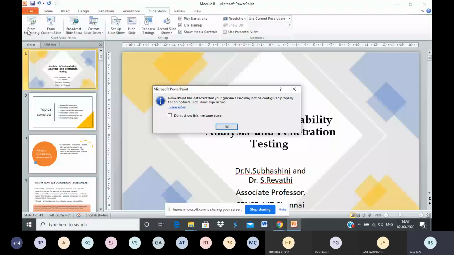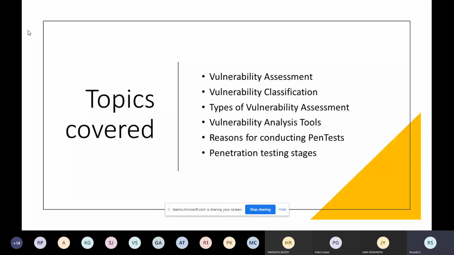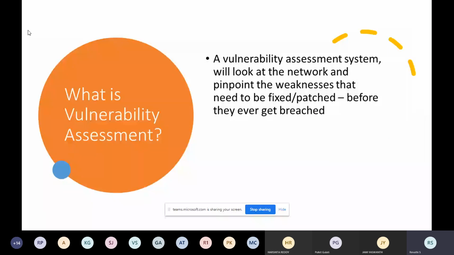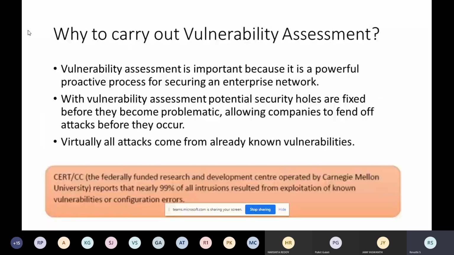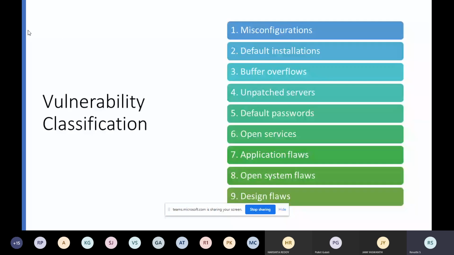So, we understood that vulnerability analysis is nothing but analyzing the weaknesses present in the organization. It may be in the network, or in any particular system or anything. So we understood some of the vulnerabilities that may happen.